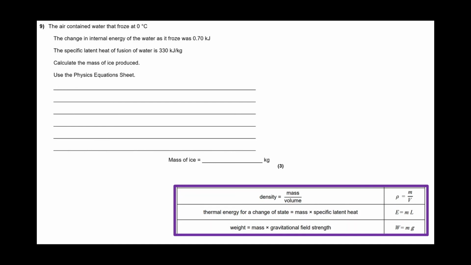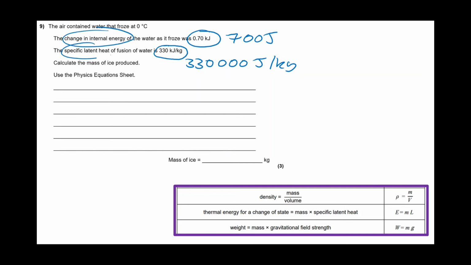But just for good practice, we see kilojoules and we're going to convert it into joules. So 0.7 kilojoules times 1,000 is going to give us 700 joules, and 330 kilojoules per kilogram is going to give us 330,000 joules per kilogram. We don't change mass from kilograms. Mass is the only one that keeps its kilo. Everything else you get rid of the kilo. So now we can find the correct equation, which hopefully you have found. We're looking for the change in energy, we're looking for specific latent heat, and we're looking for mass. So it's this one down here.